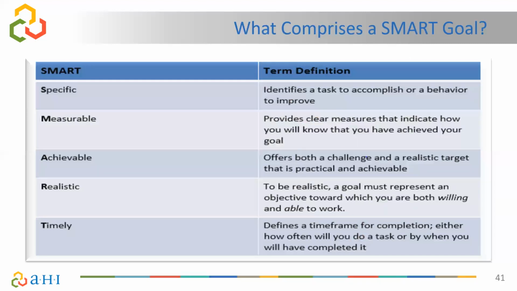So when you write a goal, you want to make sure that the goal is specific. What specific task do you need to accomplish or behavior do you need to improve? You want to make sure that it's measurable. It's clear when that goal has been completed or accomplished. You want to make sure that it's achievable. If a member would like to become an astronaut, you're not going to start with that as your beginning goal, but you're going to take tiny steps to achieve that overarching goal.